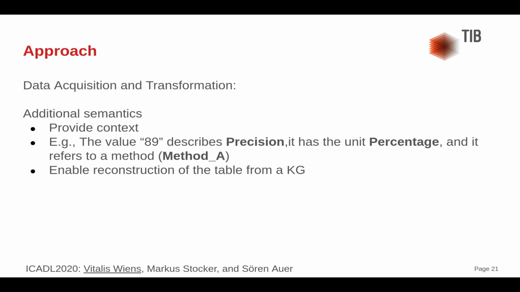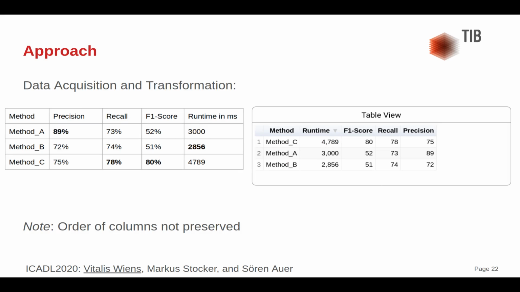For example, the value 89 describes precision. It has the unit percentage, and it refers to a method, in this case method A. Using the known structure and the additional semantics, we can reconstruct tables from knowledge graphs that can be used to create chart visualizations. The reconstruction of a table enables us to create different views on the information using corresponding implementations.